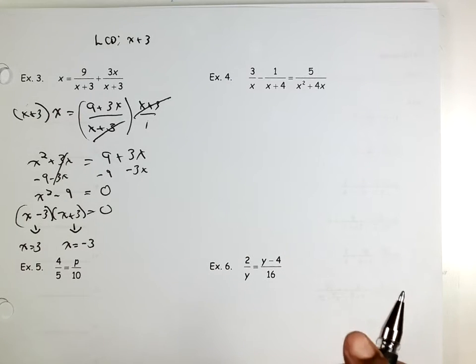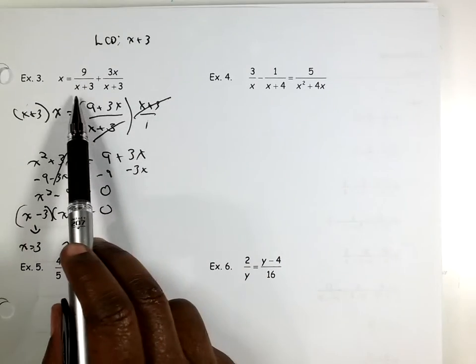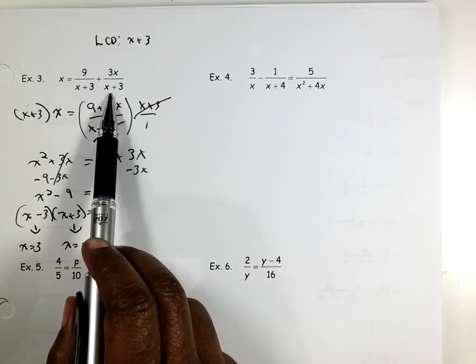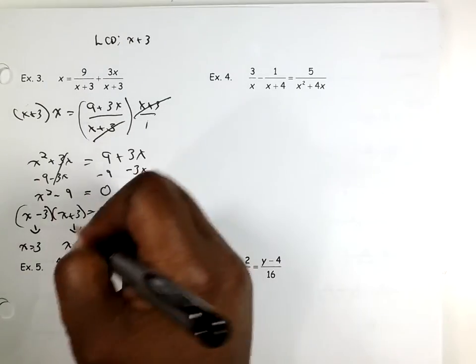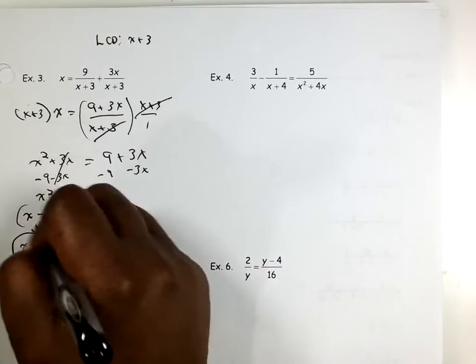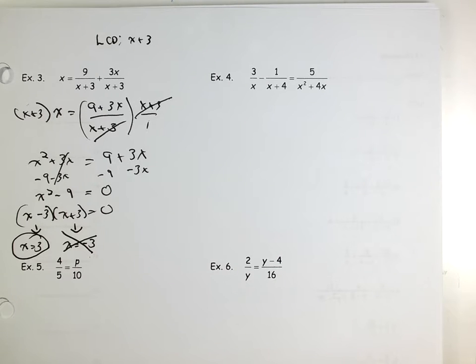Now this time there is a problem, right? If I plug in 3, that's okay, because I'd get 6 on the bottom. But if I plug in negative 3, I'd get 0 on the bottom. So I have to throw this solution away. The only solution I have for this one is x is equal to 3. So that's why we have to go back and check.